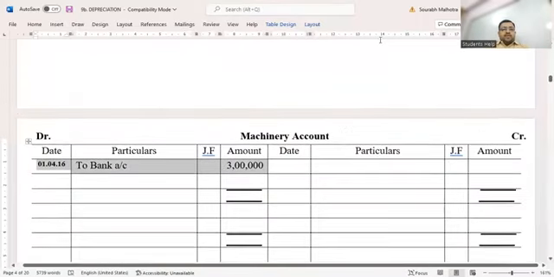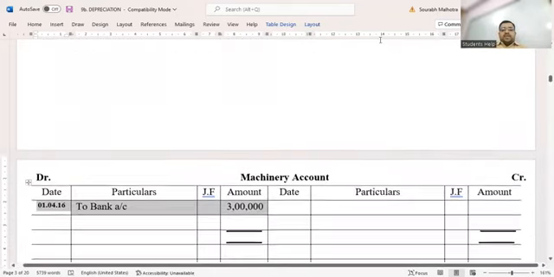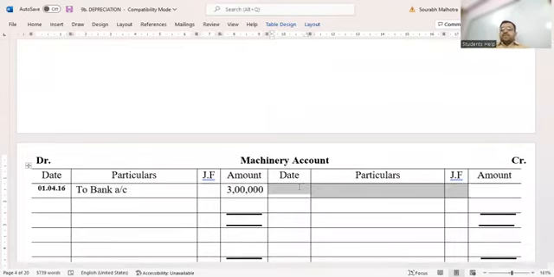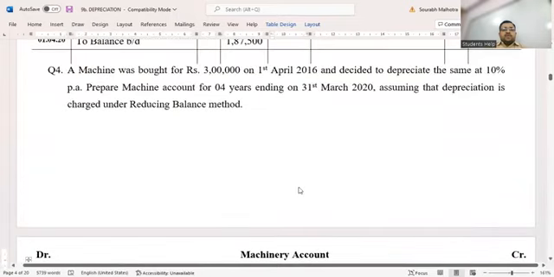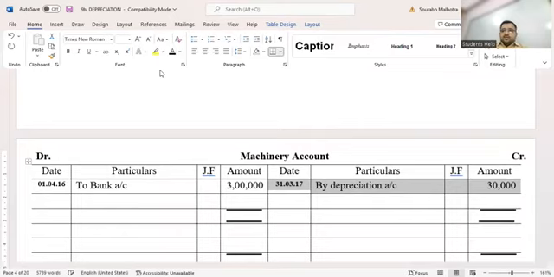Children, we bought the machine on 1st April 16 and this is the very start of the year as well. The year which starts on April 16 would certainly end when? 31st March 17, correct? What is the journal entry for charging depreciation to machinery? Had it been depreciation's ledger, we would have written to machinery, but since it is machinery, what will we write? By depreciation. 10% of 3 lakh is what? 30,000 rupees.